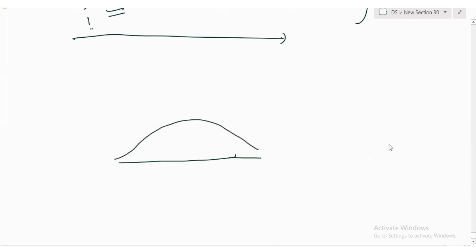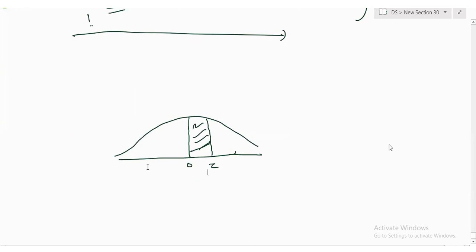Whenever you are using such tables, you need to look at what area they have given in the table. They have given this table, which is a 0 to Z value. But what I want is the area between 1 and 2. So can I calculate it like this?